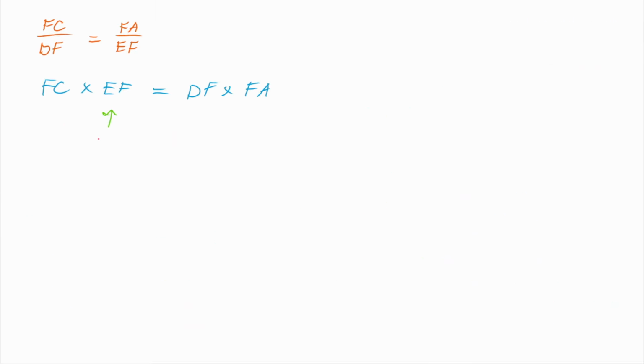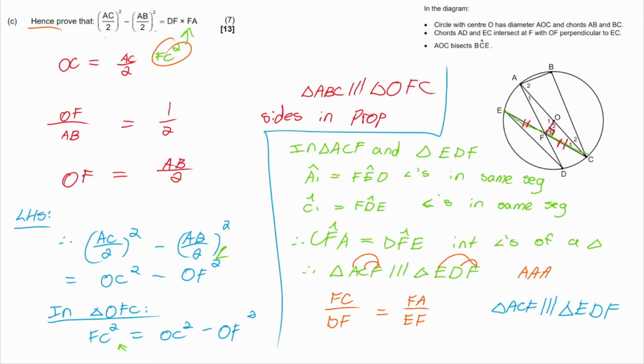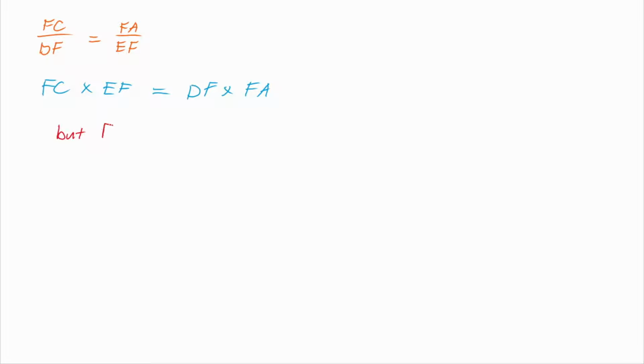We know that FC is equal to EF. Why? Because the line from the center is perpendicular to the chord. That means it bisects the chord. So therefore FC squared is equal to DF times FA.